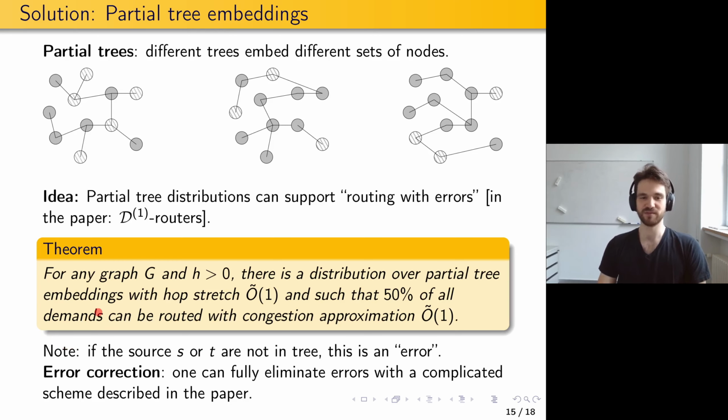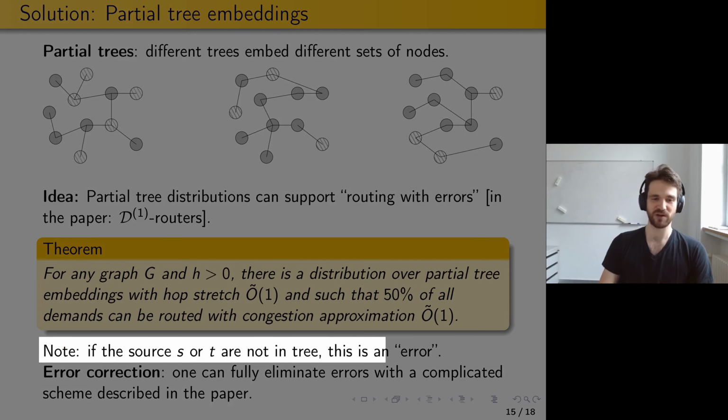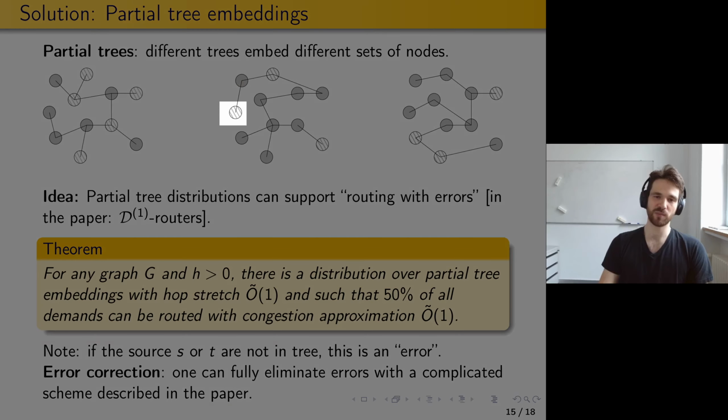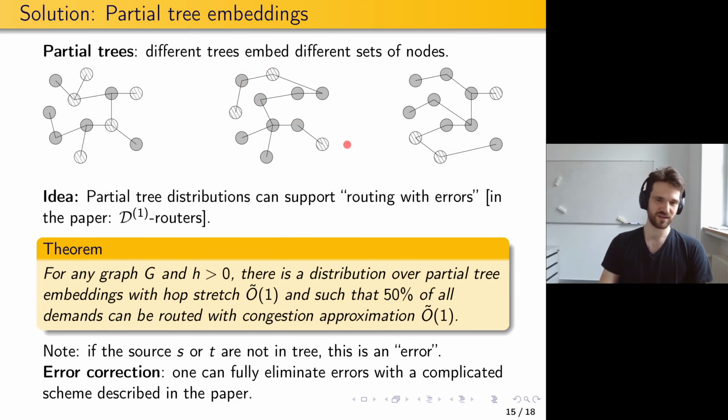Now, because you're using partial trees, let's say that you want to go between two nodes that are not in the tree, not embedded, two nodes that are dropped, or maybe even just one node that is dropped. Clearly this is an error, and you need to drop this demand. So that's how you route in partial trees, and some of the demands are not able to be routed.